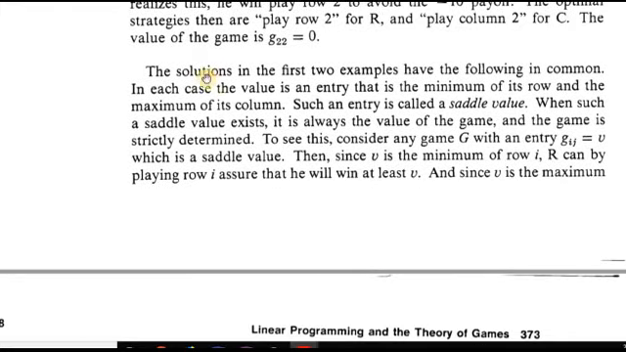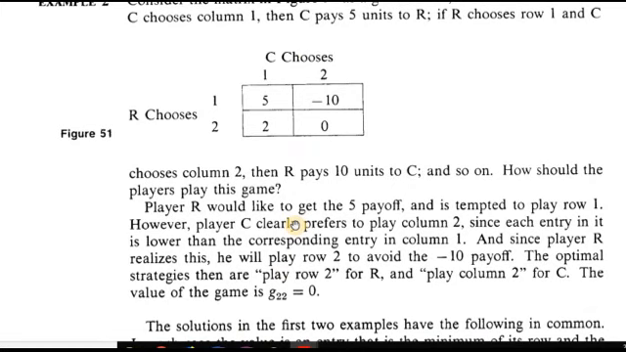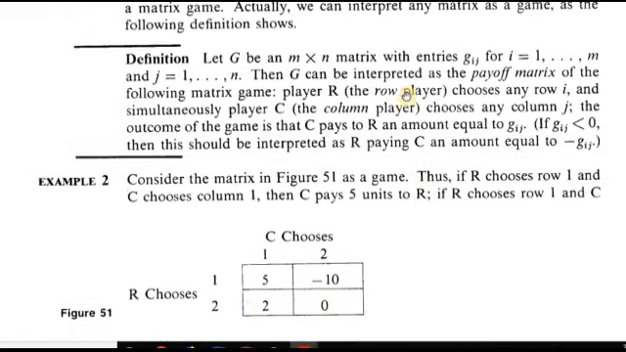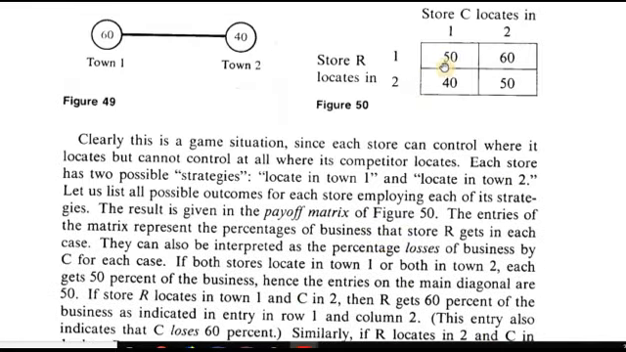Okay. All right, so the solutions in the first two examples have the following in common. In each case, the value is an entry that's the minimum of its row and the maximum of its column. Let's go back and verify that. In this case, it was certainly true. The minimum of row 2 was 0, which is the maximum of column 2. And back here for the first one, the minimum of row 1 was 50, which is the maximum of column 1.